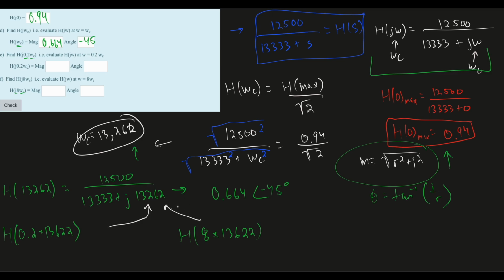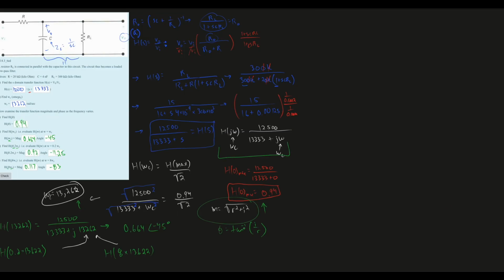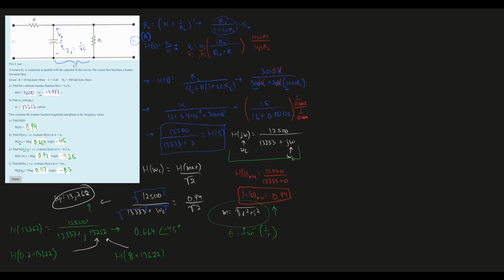It's the only thing that's changing, and that will change our answer, but our answer is just going to be 0.92 at an angle of -11.25, and then 0.117 at an angle of -83. And these are both plugging it into a calculator after you convert it to the polar form and solving for it. And so that is how you would go about looking at this problem or any problem like this.